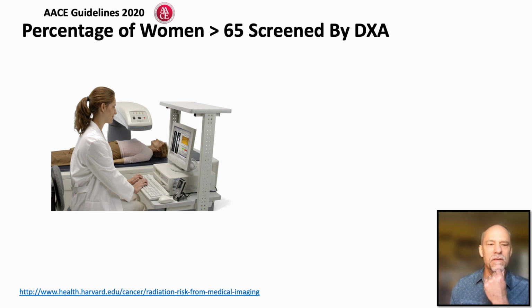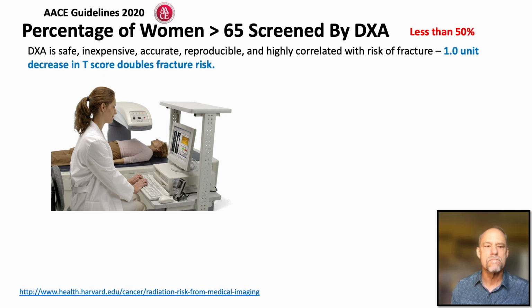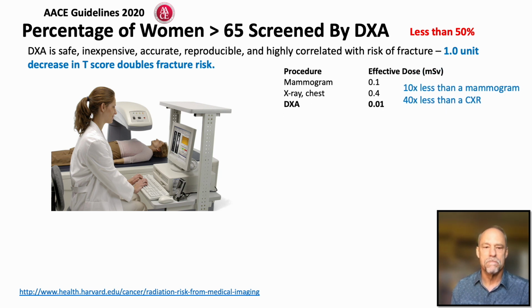So what do you think is the percentage of women greater than 65 that are actually screened by DEXA? Well, it turns out that it's less than 50%. DEXA is safe, it's inexpensive, it's accurate, reproducible, highly correlated with fracture risk. That is, a 1 unit decrease in the T-score doubles the risk of fracture. And the effective dose of radiation is exceedingly small.